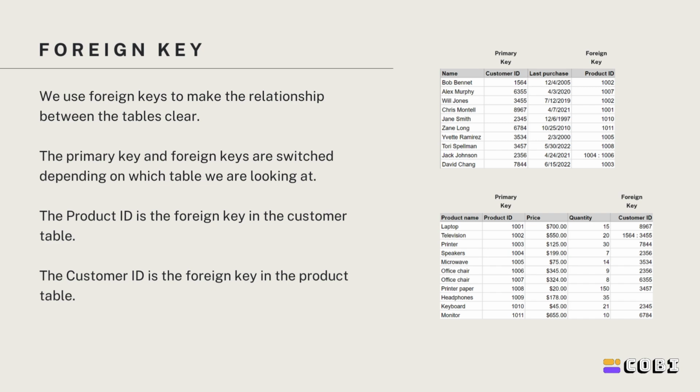We use foreign keys to make the relationship between the tables clear. The primary key and foreign keys are switched depending on which table we are looking at. The product ID is the foreign key in the customer table. The customer ID is the foreign key in the product table.